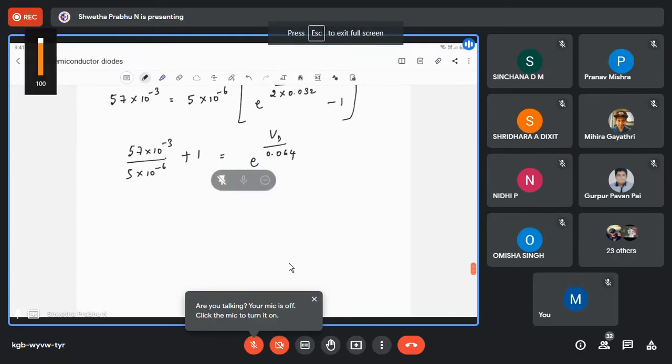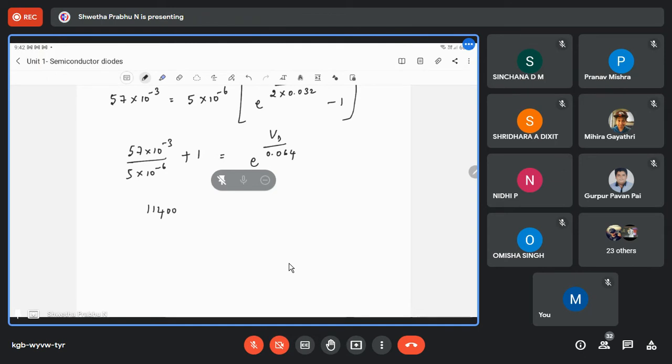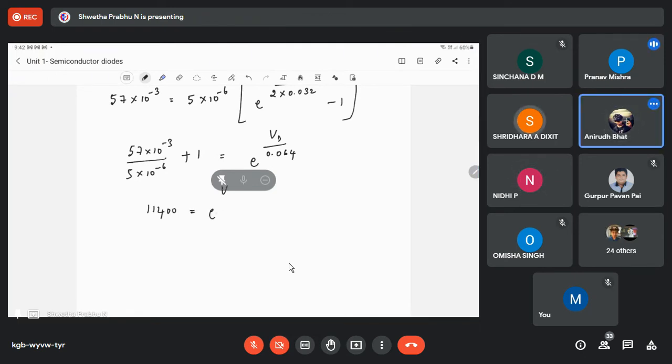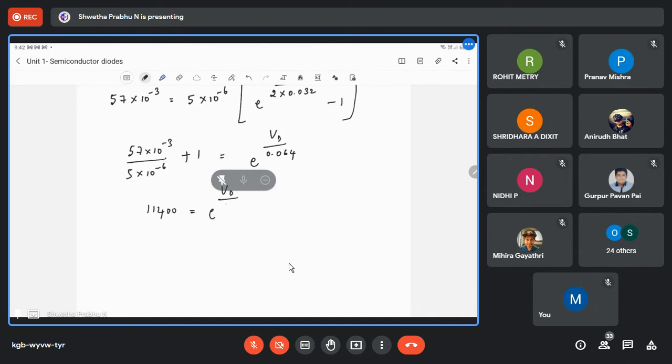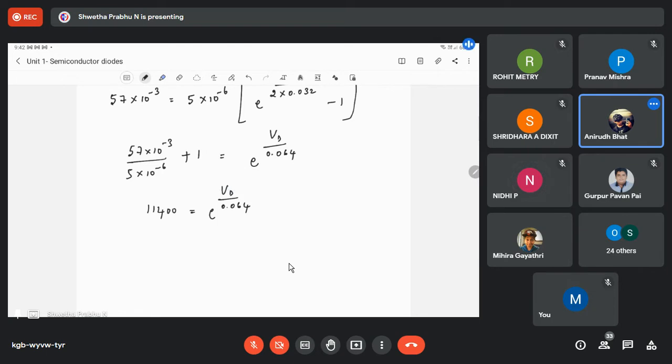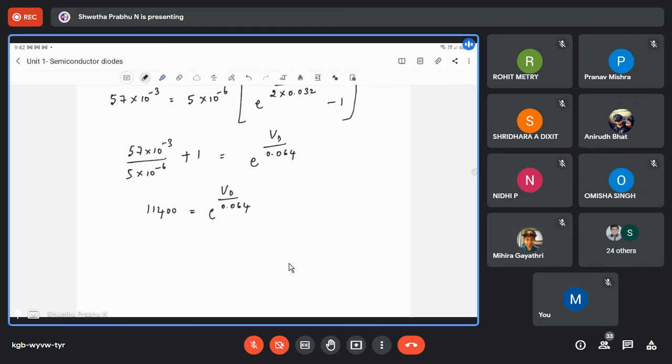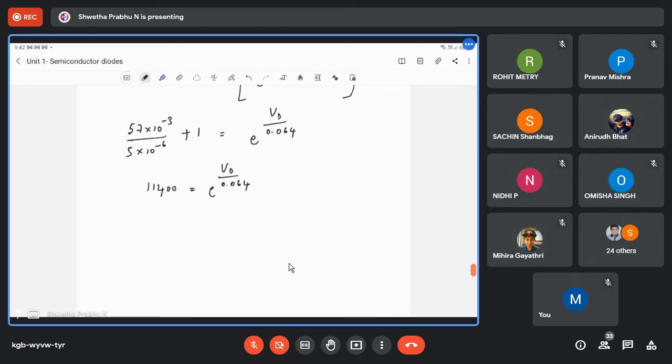Is the LHS approximately equal to 11,400? Yes, ma'am. That is equal to e power Vd divided by 0.064. Did you get this? Yes, ma'am. How do you solve? What is the next step? Log on both sides. Correct. Apply natural log on both sides.